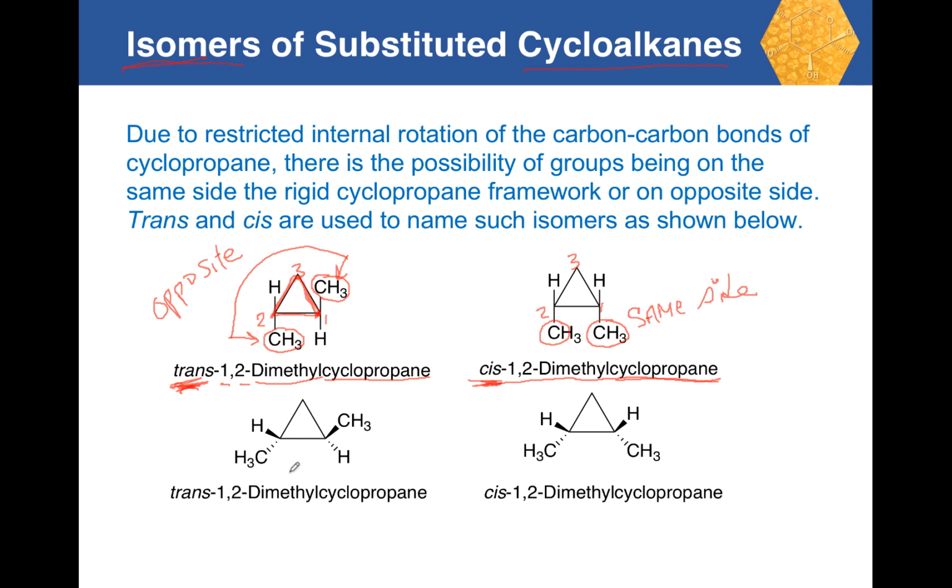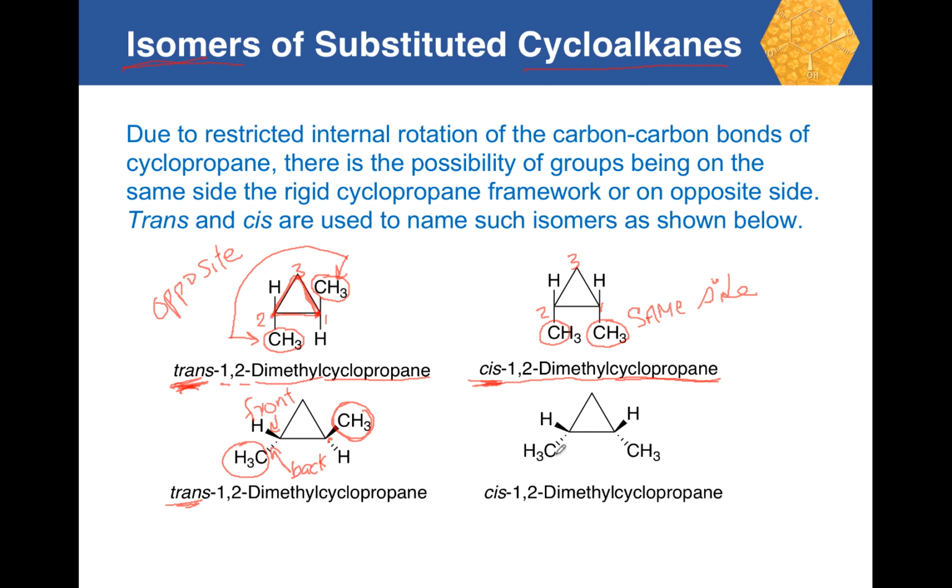You may recall we did the dashed wedge, where the wedge here, here's a wedge, that means front, and here is the dash, that means it's in the back. So you can see here, this group is in front on this carbon, and this group is in the back. So therefore, it's a trans relationship. So you can use the dashed wedge representation to write the isomers of cyclic compounds, or you can use the line angle.